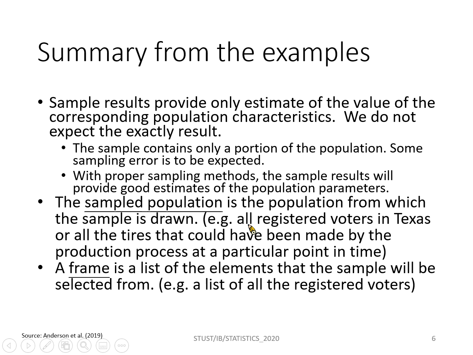The sampled population is the population from which the sample is drawn, for example, all registered voters in Texas, or all the tires that could have been made by the production process at a particular point in time. And we would use a frame to set the boundary from which we can select our sample from the population, for example, a list of all the registered voters. So that's the introduction about the sample and the sampling.